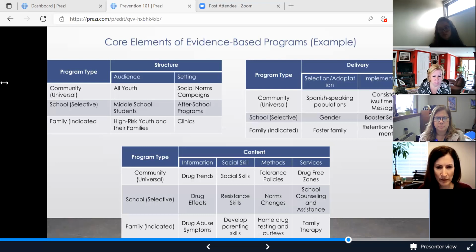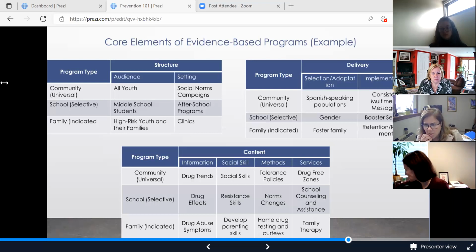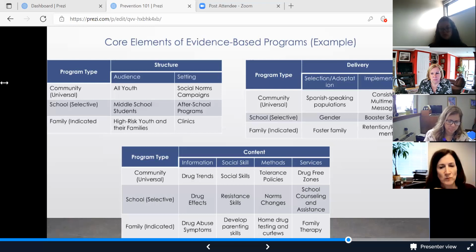If we move further down and into indicated populations, we choose families. The audience for this particular one could be high-risk youth and their families, by selecting the ones within our selected population. And we can run clinics, whether that is within an actual medical clinic, or we can do after-school clinics, just different things that target that particular selected population that we have. And that's the way that the rest of these tables go as well. So I'm going to include those in the things that you will get today.